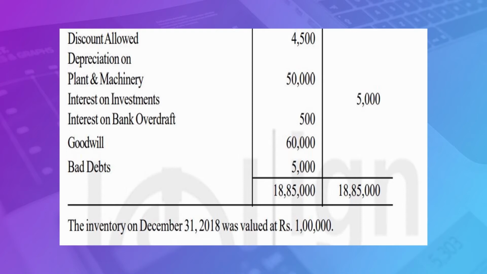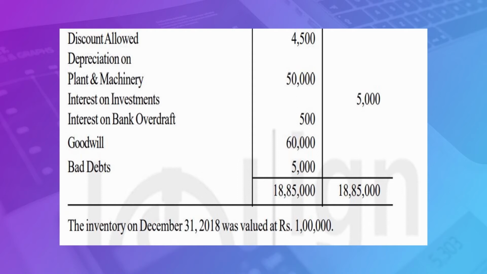Interest on investments, so we have made the investment, and if we are earning any income on the investment made outside the business, it is an income for the business. So, all incomes will have a credit balance, unlike all expenses, which have a debit balance.